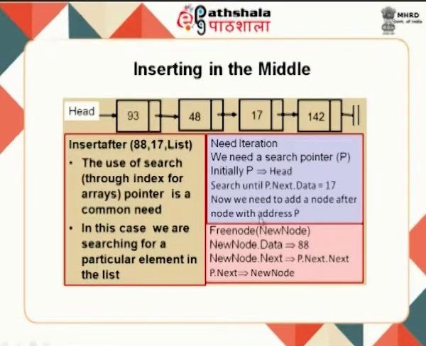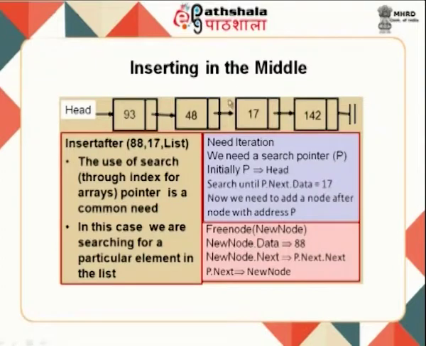Now we need to add a node after a node with address P. This is a very important point that you have to note: I cannot directly go and find P dot data equal to 17, because then I cannot do insertion. I need to insert after 17, and I need to set this pointer properly. So, I create a new node, put its data value as 88, and then I put new node dot next equal to P dot next, and now the new P dot next will point to the new node.